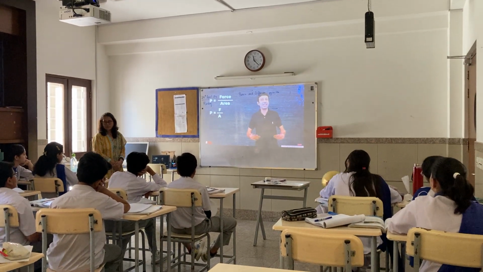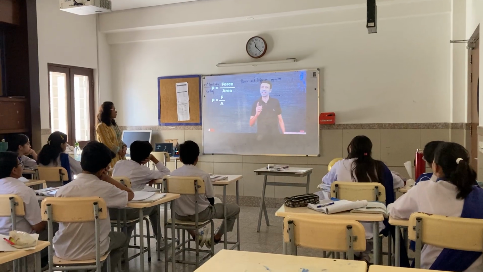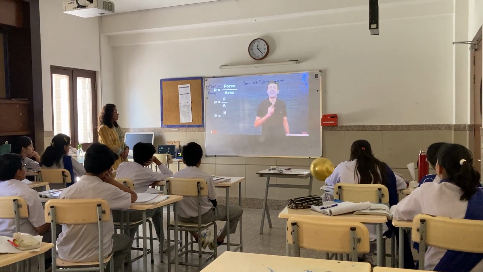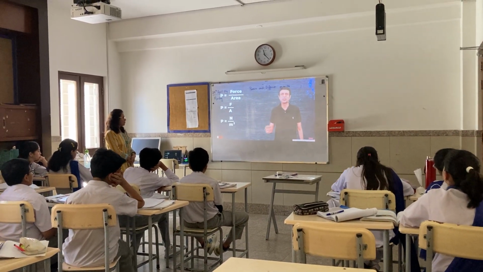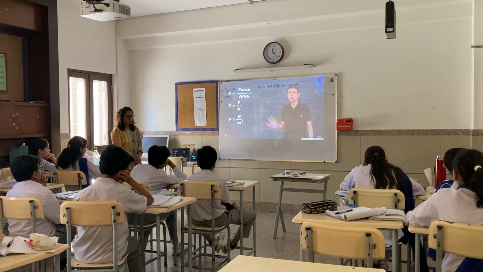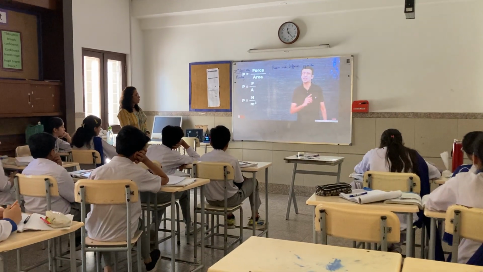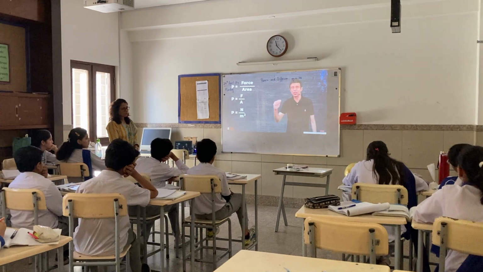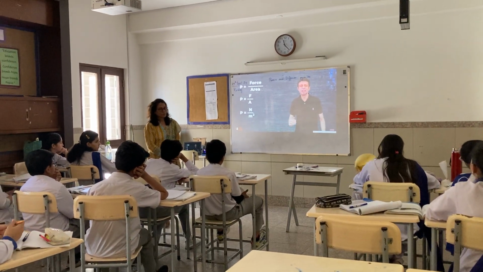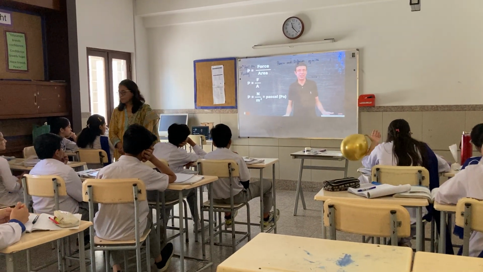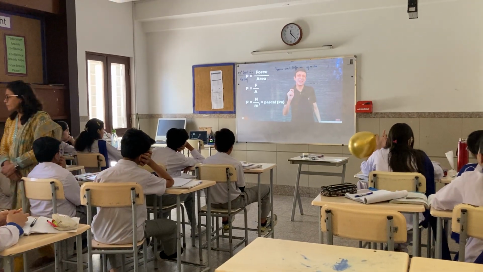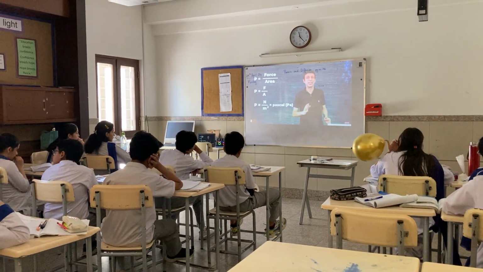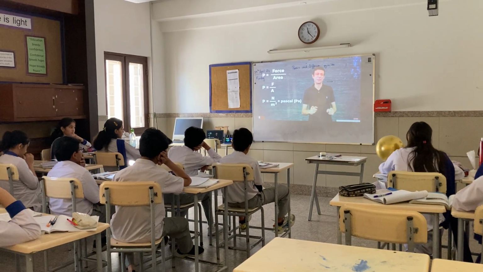Now do you know what is the SI unit of pressure? SI unit of force is Newton and SI unit of area is meter square. So from the pressure formula you can see the SI unit of pressure is going to be Newton per meter square. This is also known as Pascal or written as Pa in short. So the SI unit of pressure is Pascal.